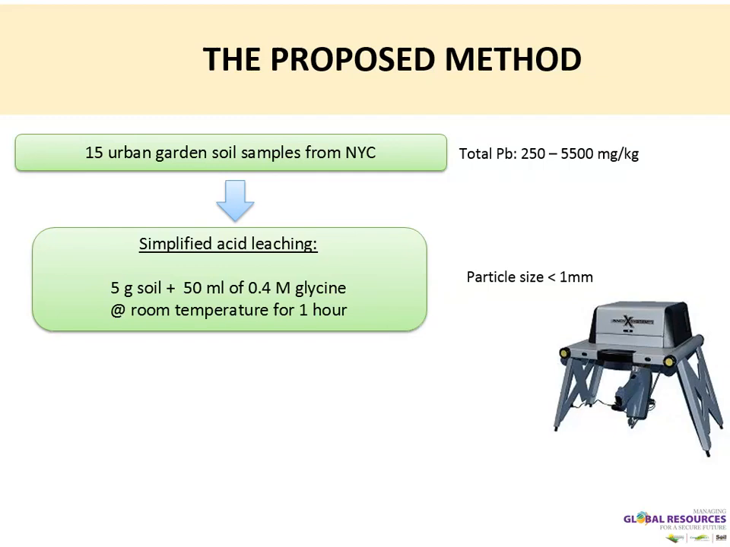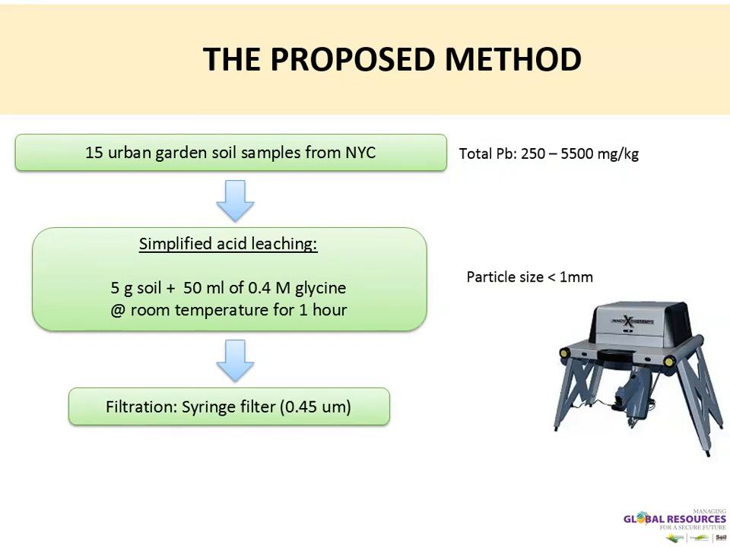So our simplified acid leaching is a 1 to 10 ratio of soil to 0.4 molar glycine solution. We extracted the samples at room temperature for 1 hour. So basically we mixed them really well and left them at room temperature to extract. And EPA is using a glycine solution, that's why we used it in our test as well.